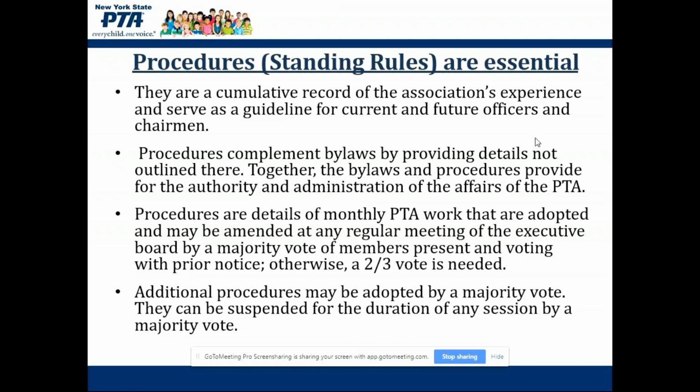So here's one of the differences between procedures and bylaws. Bylaws have to be approved at a general membership meeting, and it must be 30 days notice with a 2/3 vote. Procedures can be changed, edited, added, canceled, whatever you want to call it, at any executive board meeting. If there's 30 days notice, it's a majority vote. If there's not 30 days notice, then it must be a 2/3 vote. So it's much easier to change procedures.